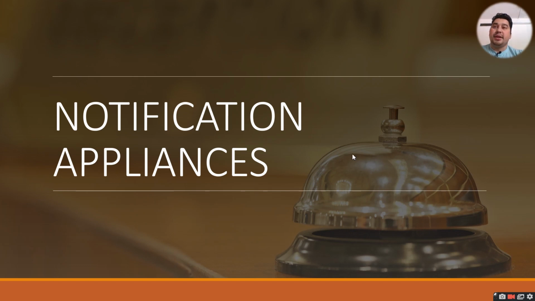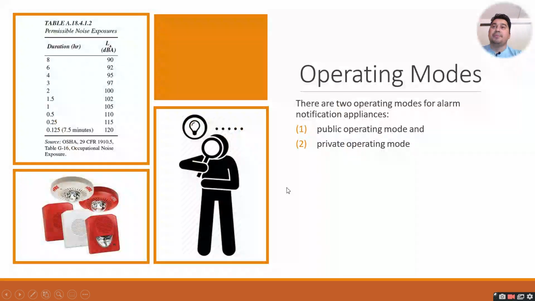So let's start our training, notification appliances. Operating modes: in this table A, there is a duration of 8 hours, 6 hours, 4, 3, 2, 1.5, and there is a dB of 90, 92, 95, 97, 100, 102, and 105 till 120. This is sourced from OSHA 29 CFR 1910.5. So these are the requirements for the dB noise level.